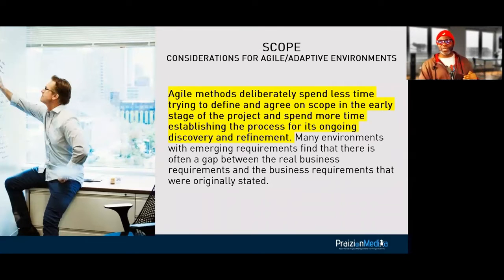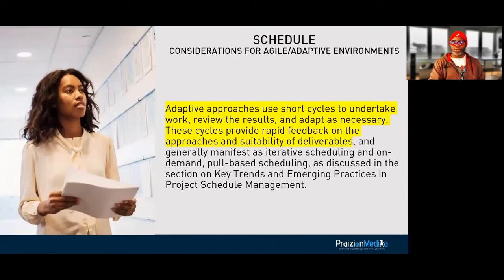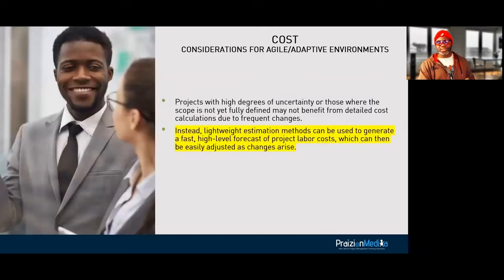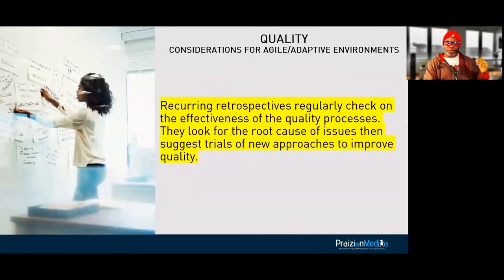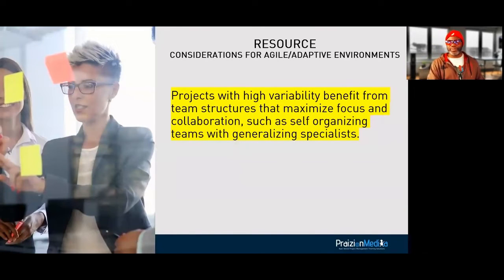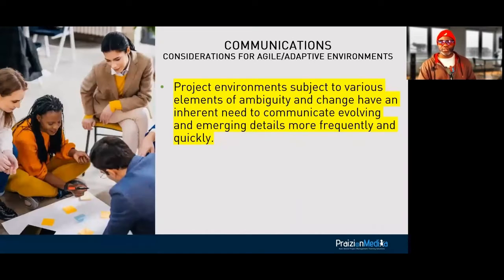We spend less time trying to define and agree on scope in the early stage of the project. Instead, we want a process for its ongoing discovery. We do lightweight scheduling, lightweight costing. Quality is all about having those regular retrospectives, regular checks on the effectiveness. Resource management in this world, we don't call people resources in the world of Agile. That's a big no-no. But projects with high variability benefit from team structures that have collaboration, flexibility, and T-shaped skills.